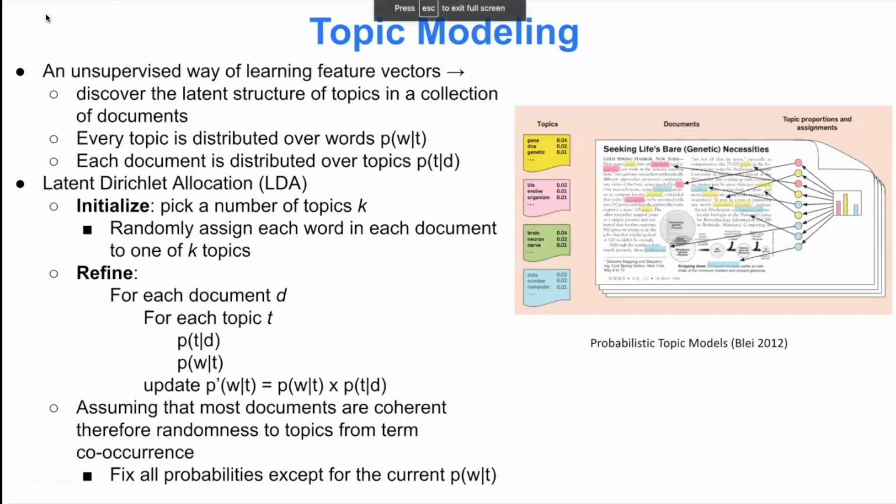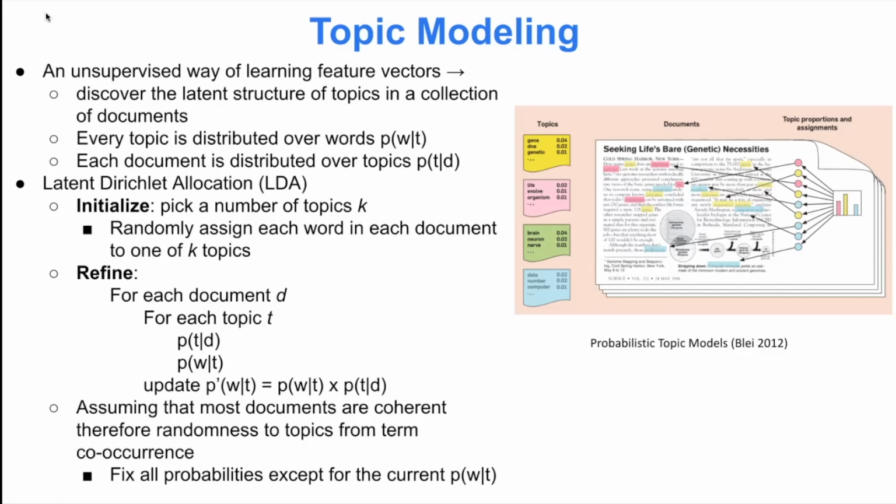and talk briefly about topic modeling. So this is sort of an unsupervised way of learning feature vectors. So we can discover the latent structure of topics in a collection of documents. The assumption that we're making here is that every topic is distributed over the set of words, and then each document is distributed over a set of topics. So one technique for this is called LDA.